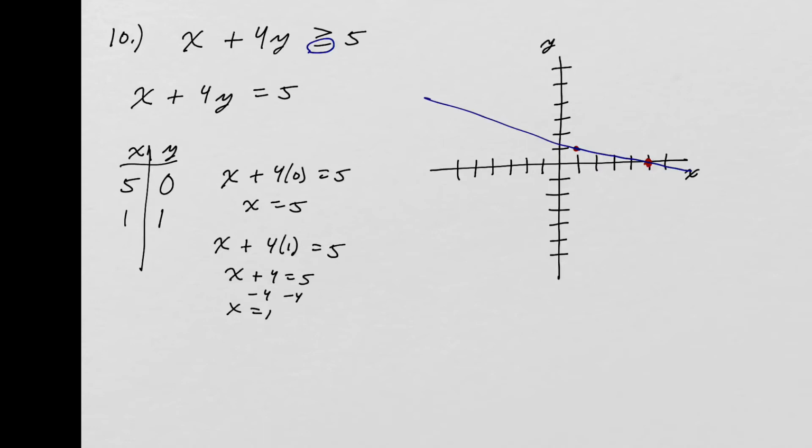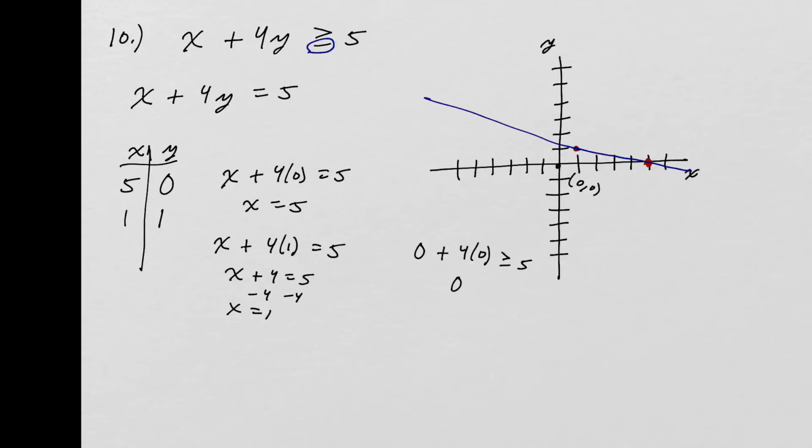Okay, pick a test point, any point that doesn't lie on the line. But what should you use if it's available? You should use (0, 0) because it's easy to plug in 0, 0. So I'm going to pick that as my test point, right, (0, 0). So now I go to the inequality, and where I have an x, I plug in 0. Where I have a y, I plug in 0.